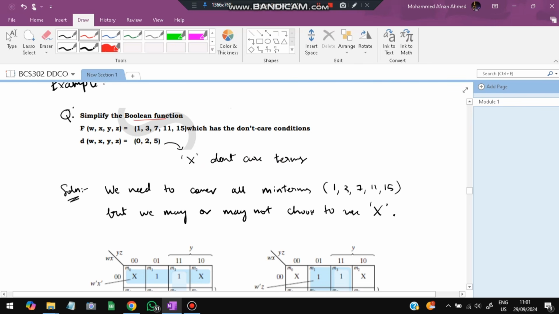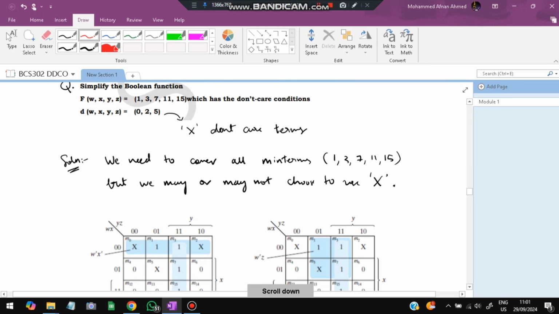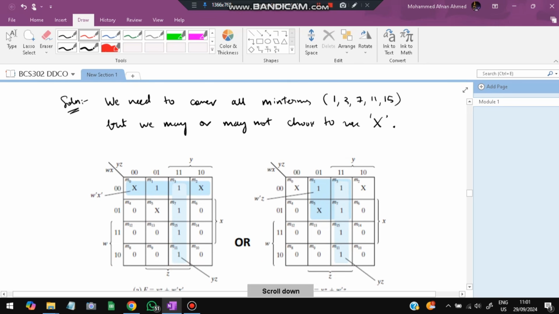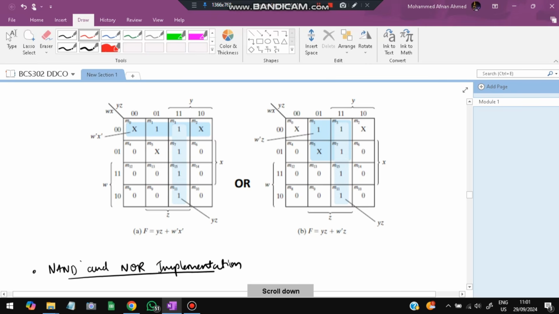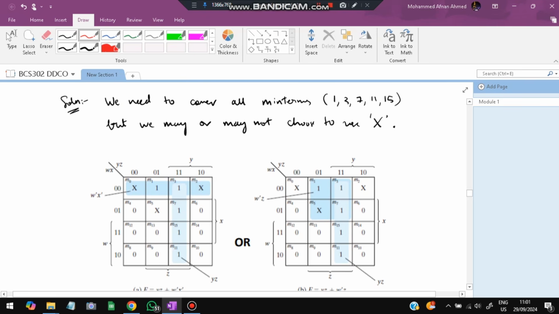Simplify the Boolean function. You have been given f and d here. What is d? D is the don't care conditions, and f is the normal ones, which has the true values. First we'll be making the 2D matrix here, and the minterms are 1, 3, 7, 11, and 15. So these are called the minterms. After we have written these values, we'll be making the K-map and writing 1 wherever these values are there: 1, 3, 7, 11, 15.